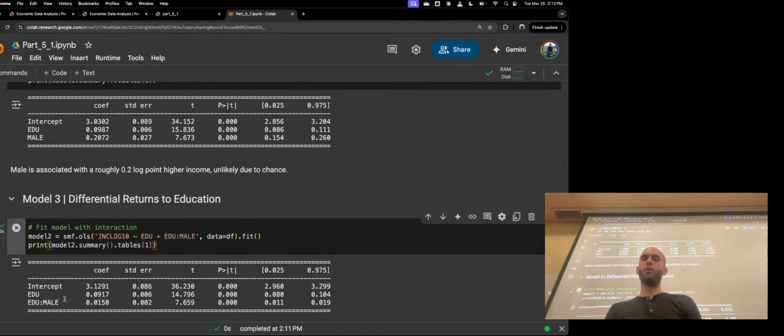And I want you to, for like 30 seconds here, summarize what this is seeing. No compliments, no self-critique, just p-values and coefficients. Do we observe the presence of differential returns to education? 30 seconds, say something to your neighbor, and then we'll say it together.